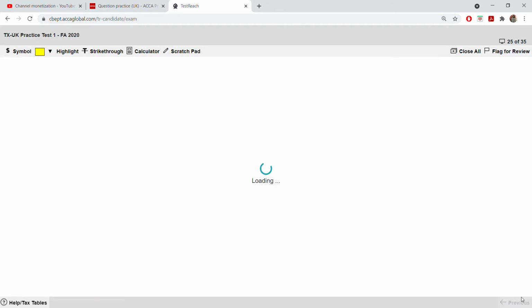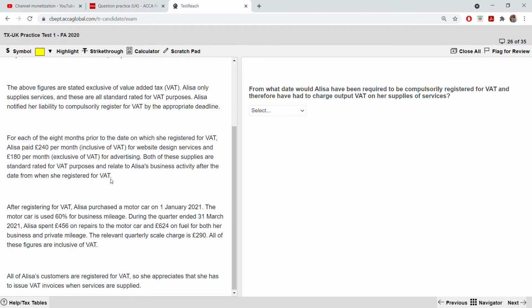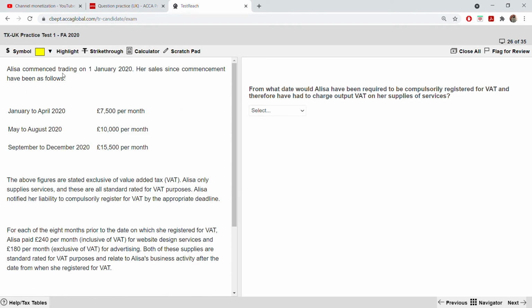And next we have this. This is the third case study, and they're talking about VAT. So let us read it. Alyssa commenced trading on 1st of Jan. Her sales since commencement was this. The above figures are stated exclusive of VAT. Alyssa only supplies services, and these are all standard rated for VAT purposes.